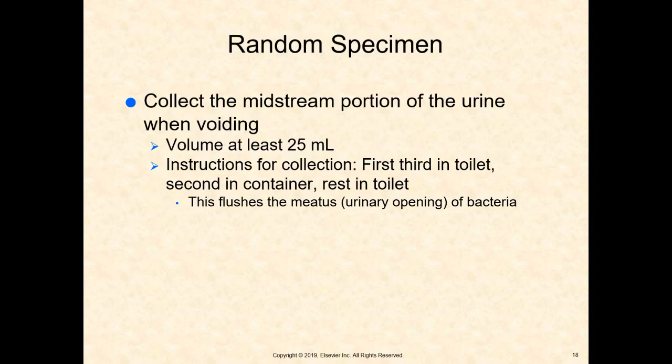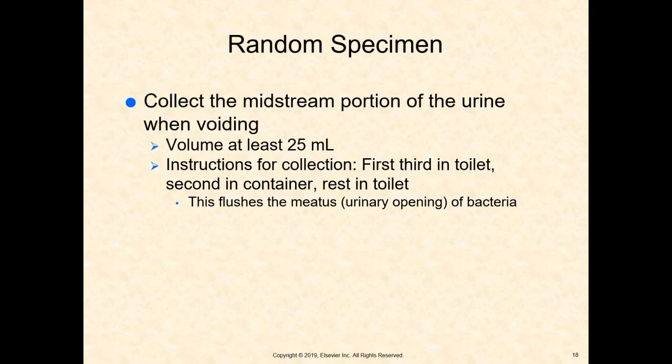The first type of specimen is a random specimen. We collect, in most cases, ideally, the midstream portion of the urine when voiding. So first, they void in the toilet. Then they put the urine cup under the stream. They collect the second part, and the rest goes into the toilet. The reason for this is it flushes any areas of the outside of the body to make sure we don't have contamination with bacteria or skin cells that could potentially be sitting at the outside of that urinary opening. By flushing that with the first stream, we get a nice clean specimen, and when we're looking at it under the microscope, it makes a big difference.